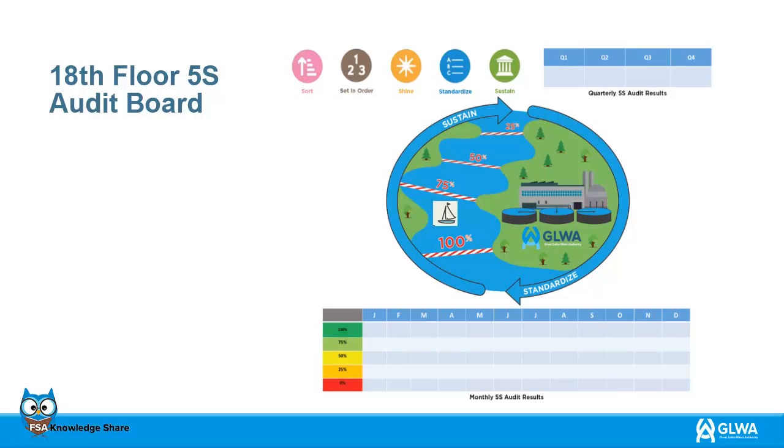This is an example of a 5S audit board used on the 18th floor of the water board building. The 18th floor team members wanted to represent their numbers similar to a sailboat race. So they opted for the audit board above and use magnetic sailboats to chart out where they are in the water.